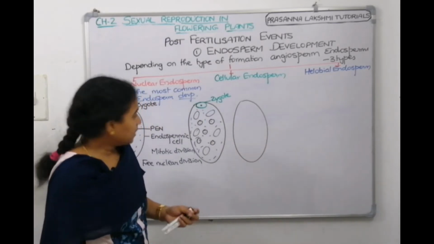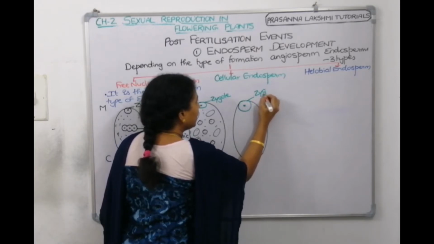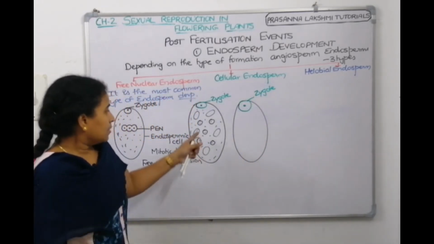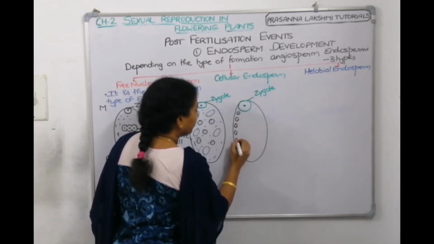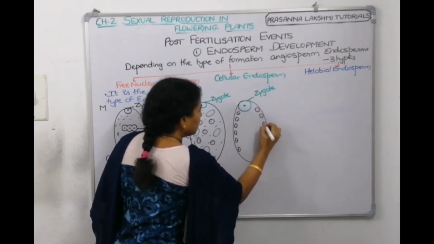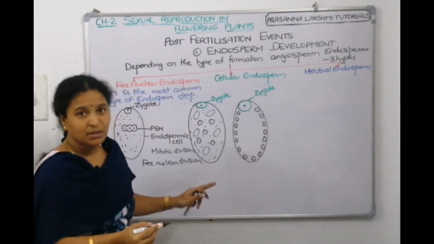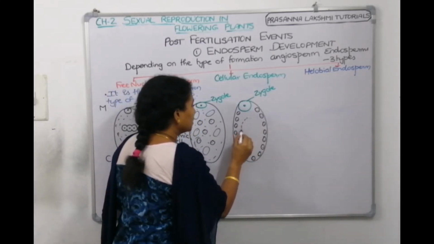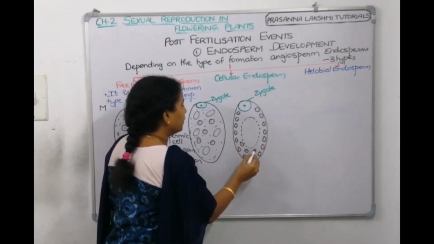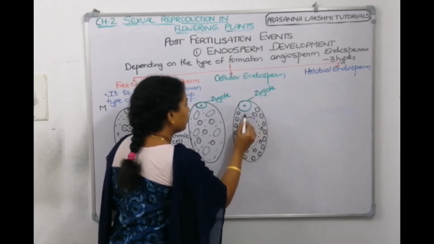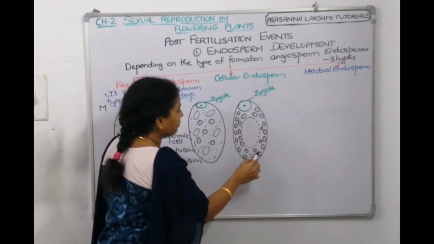Now the zygote is still like this at the micropylar end, and these nuclei will be pushed peripherally. Since a large central vacuole has developed, all these vacuoles fuse to make a large central vacuole. So this is a large central vacuole. The vacuole will occupy the space, the nuclei are pushed to the periphery, and cytoplasm is also there in between.